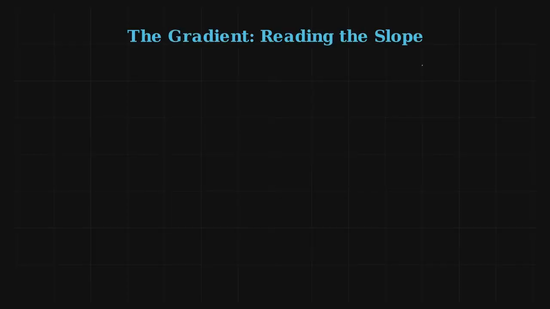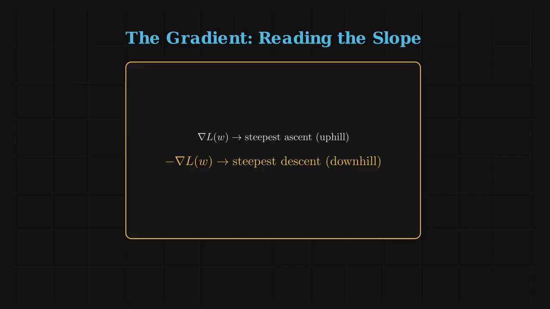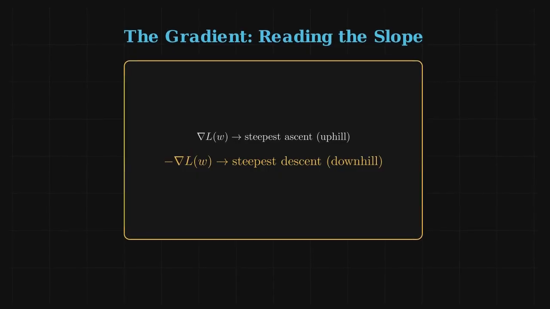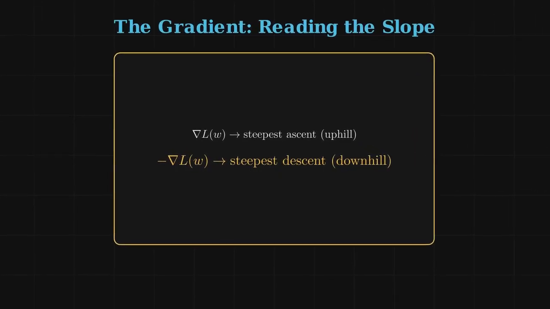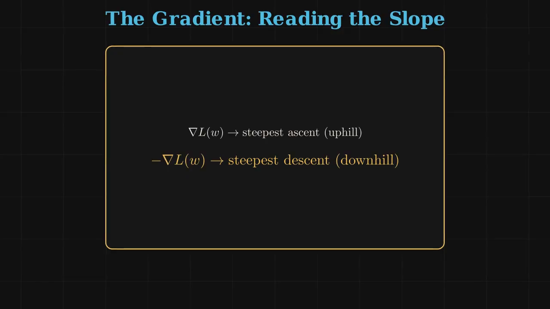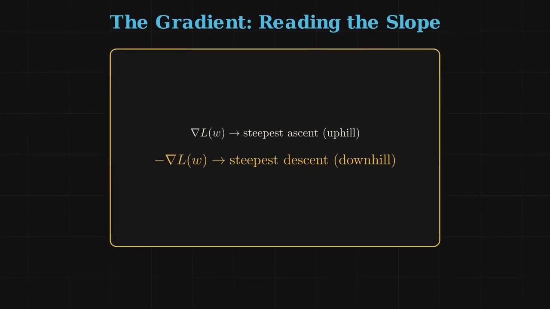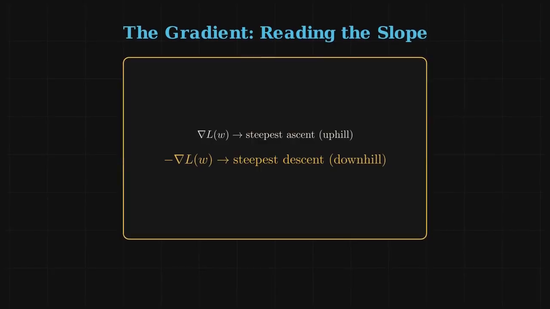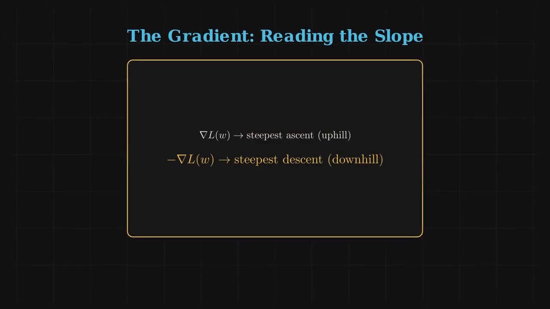At any point on this surface, we can calculate the gradient, a vector made of partial derivatives. It points in the direction of steepest increase in loss. So we flip it. Taking the negative gradient tells us exactly which way is downhill. This single calculation drives every step of the descent.